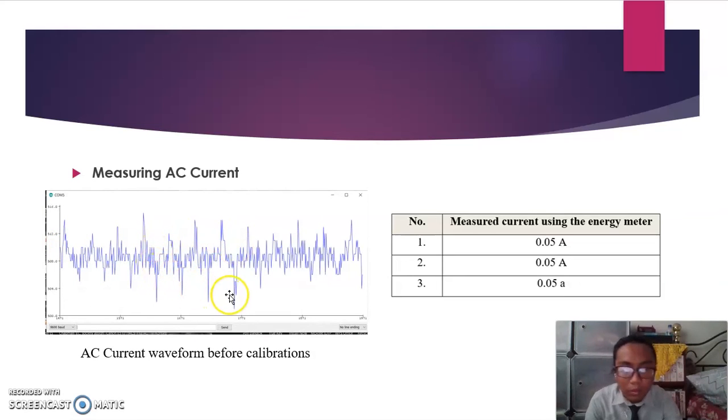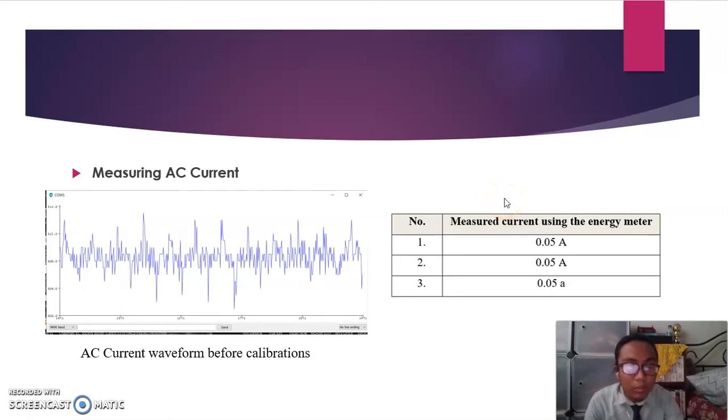And after that, to do the calibration for the ACS712 module, we need to calibrate it by using the coding process. It cannot be done by manual process like the voltage module. It needs to be calibrated by using the coding. And after we do the coding process, this is the result shown of the measured current of the energy meter.